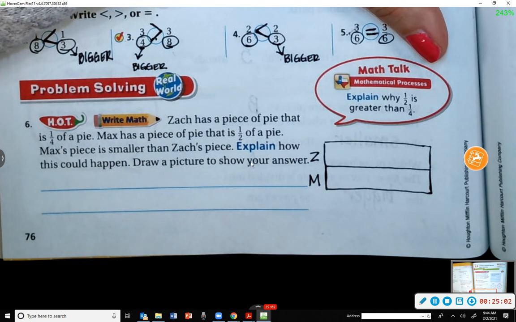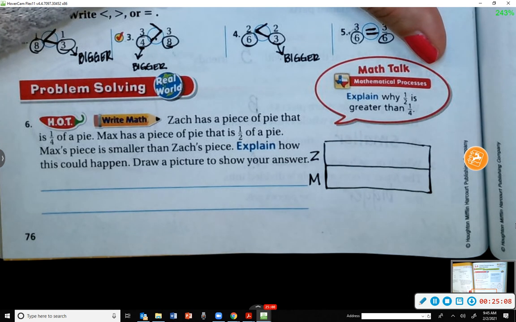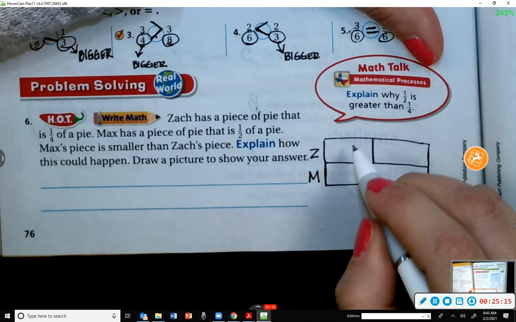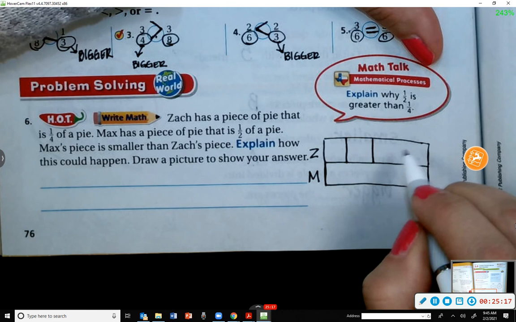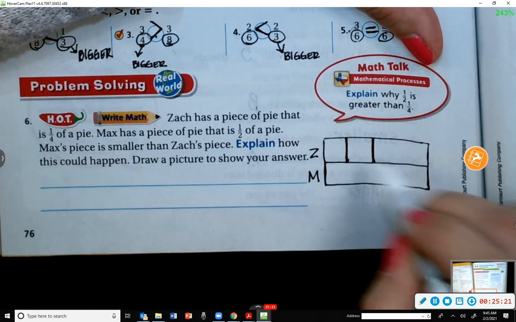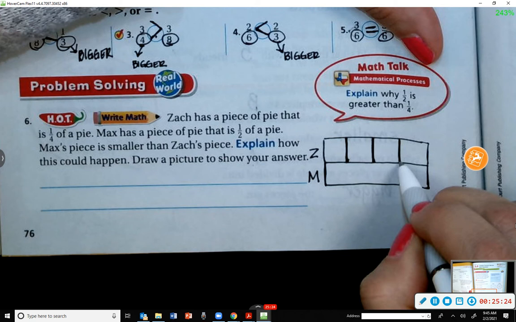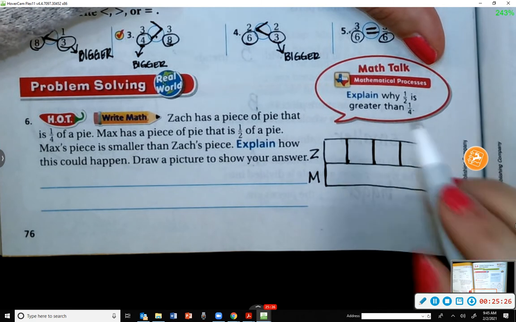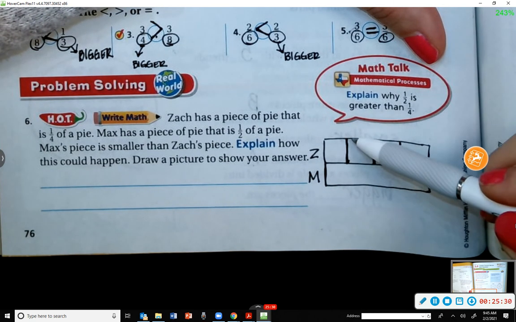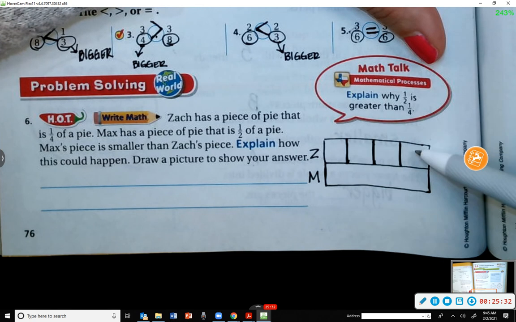Zach's piece of pie is 1/4. So I need to take his bar and cut it into how many pieces? Zach needs to be one 4, right? Yeah, 4 pieces. So let's cut right down the middle. And then you're going to cut in half of that. So draw a line in between those. So what I did was cut right down the middle and then cut that piece in half. Here and here.